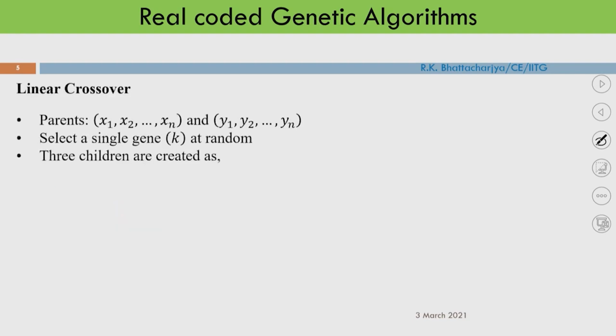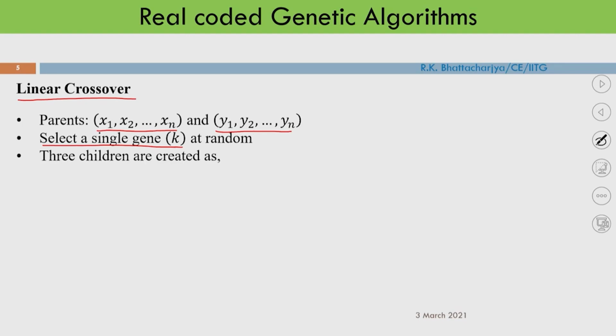We call it linear crossover. In this case, we have two parents, that is x1, x2 up to xn and y1, y2 up to yn. We are taking two solutions randomly, and then we will select a single gene out of x1 to xn, so 1 to n. Let us select the kth gene randomly. So, I can generate a random number between 1 and n and I can get this value of k.